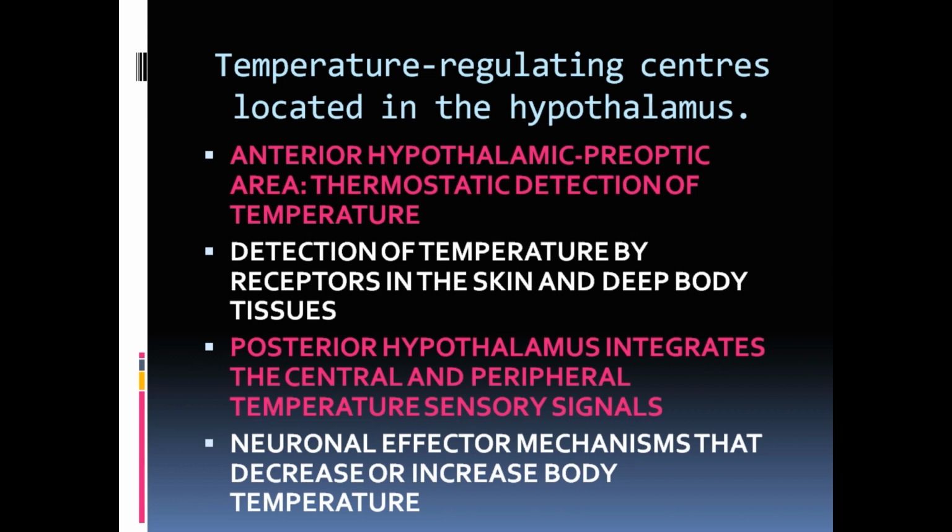from where the effector signals or the motor signals come. So this posterior hypothalamus then sends the effector signal to the effector mechanisms that decrease or increase the body temperature. We have already studied those mechanisms in the first class. We will also have a look at those mechanisms again to see how those neuronal effector mechanisms increase or decrease the body temperature.